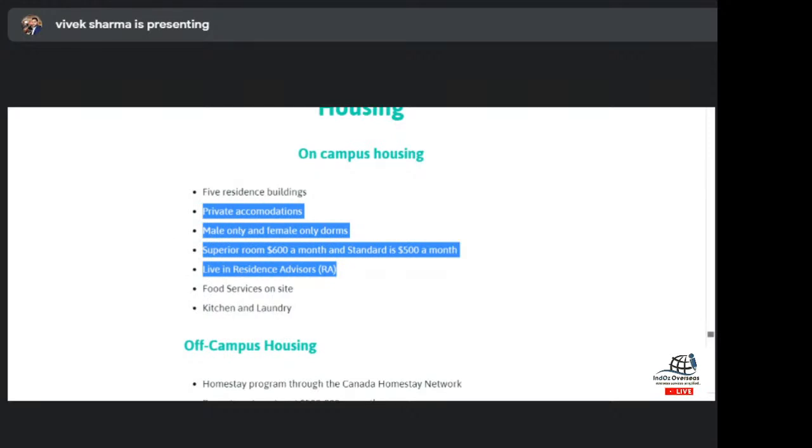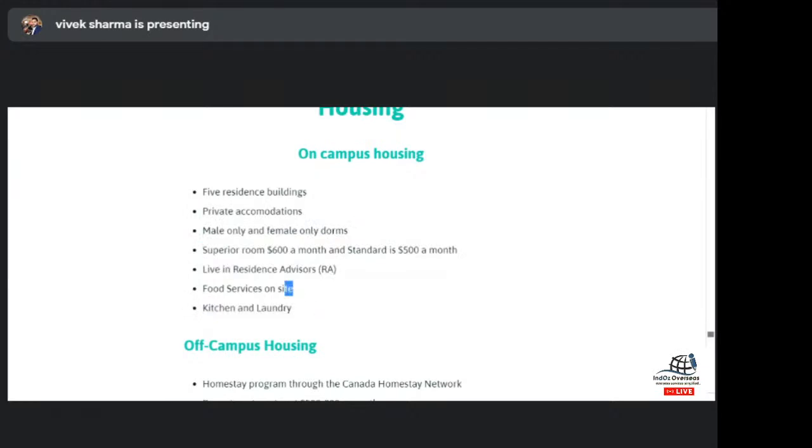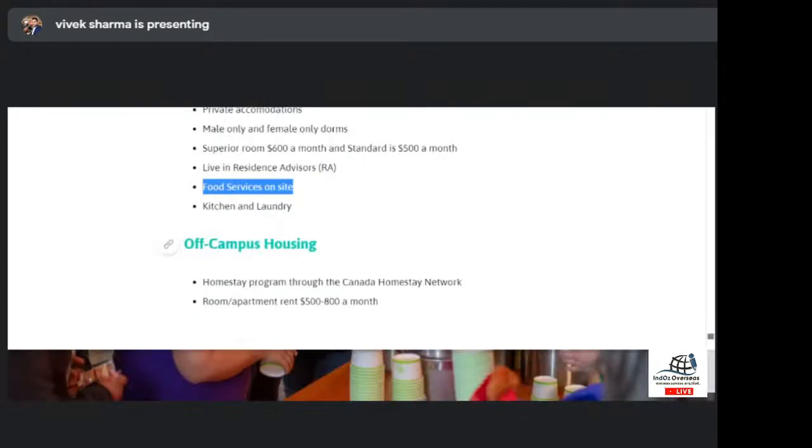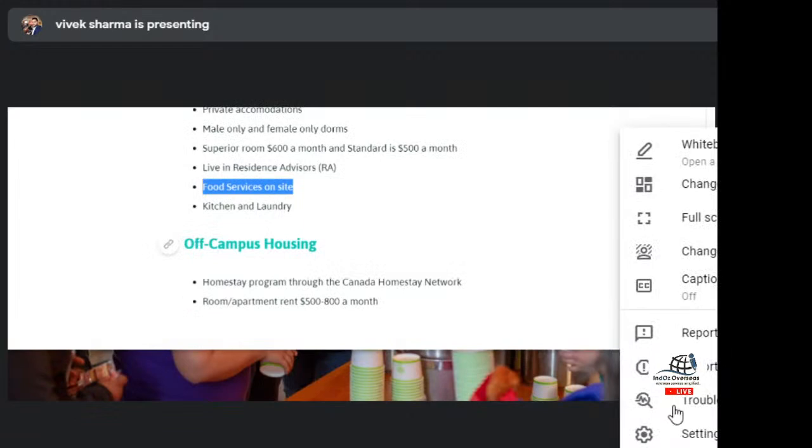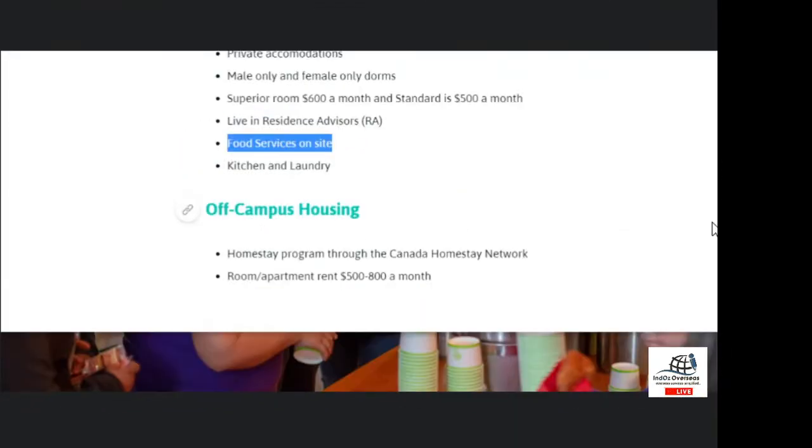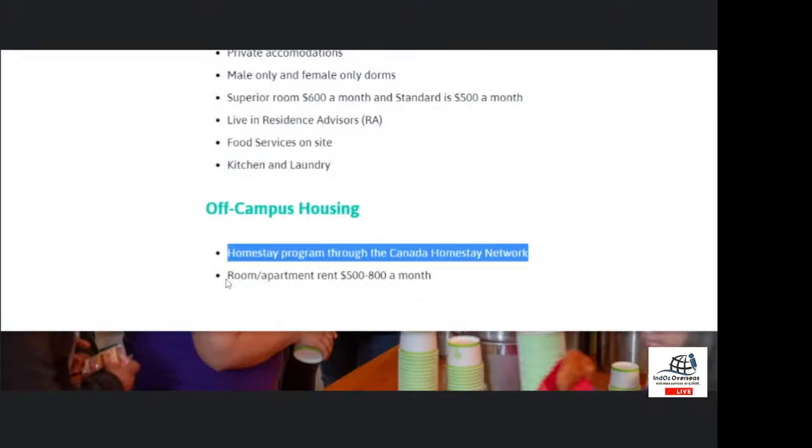And if you choose private accommodation with a superior room or standard room, you have to pay $500 to $600 Canadian per month, which includes kitchen and laundry service and food service on site, because we have a cafe and restaurant inside the campus. For off-campus housing, I told you that this location, Terrace or the Northwest region, comes with a very low living cost. So we run a homestay program through Canada Homestay Network, where you have to pay $500 to $800 Canadian to hire a 2-bedroom house or an apartment in this region, which means if 4 students go for a 2-bedroom apartment or house, they have to pay only $200 Canadian per head per month.